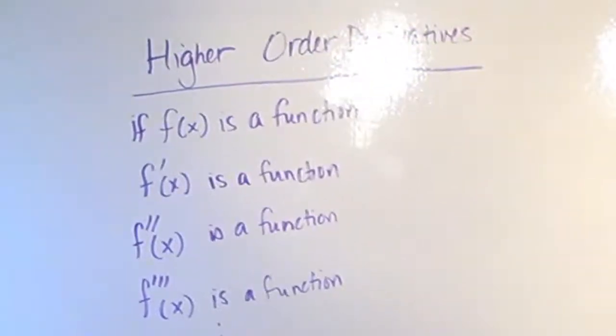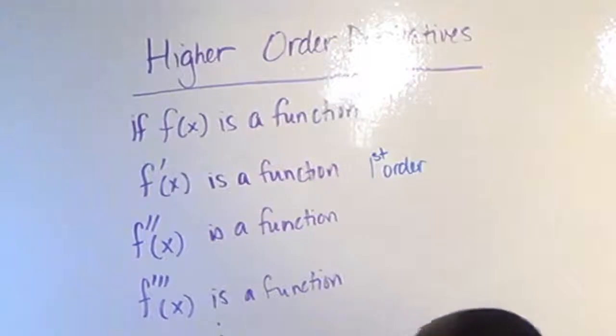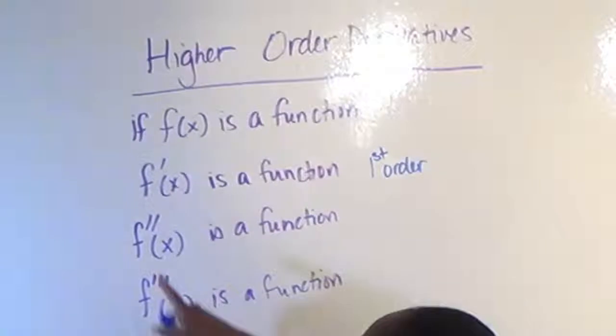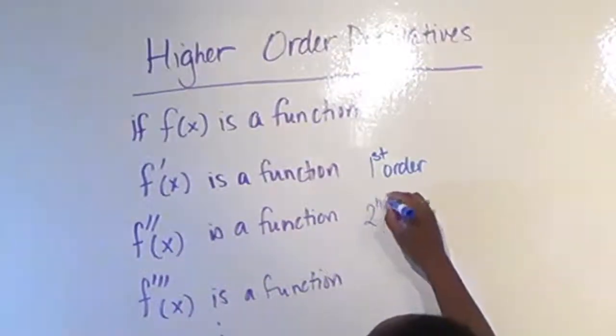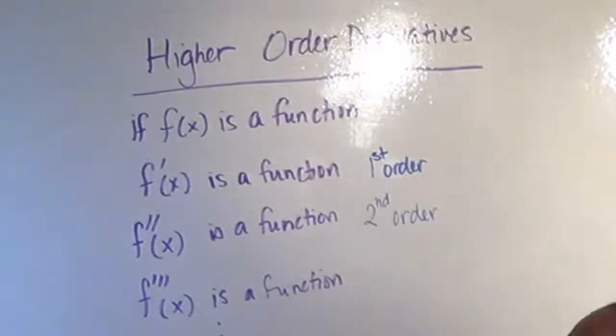So if f of x is a function, then we know that f prime exists, and in particular f prime of x is a function. We call that the first order derivative. Okay? So likewise, if I think of that as a function, the derivative of that should exist. And so f double prime, or the derivative of f prime, is a function. This is what we'd consider the second order derivative. Okay? And we can do it again.